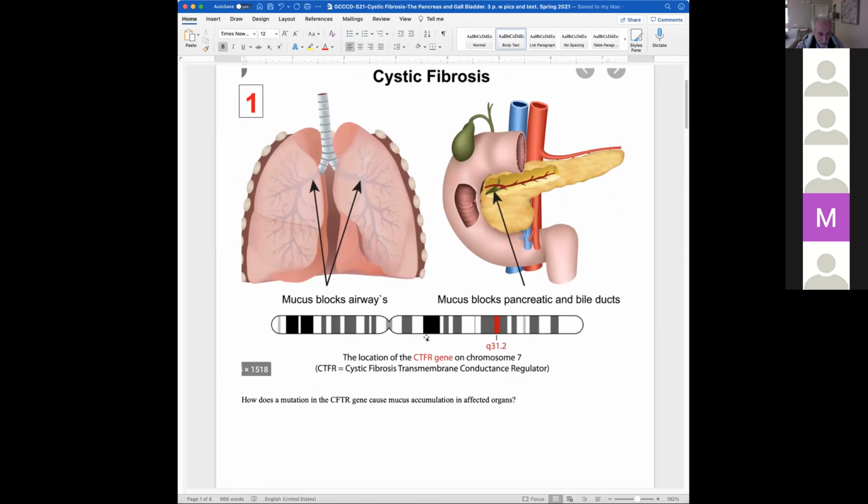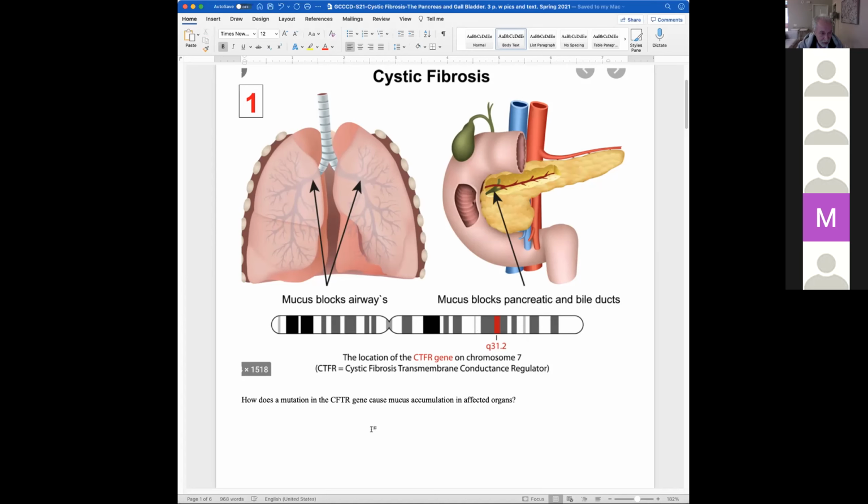And just to remind you, the gene responsible for all this, the CFTR gene, is on chromosome 7. It's on the long arm in region 3, band 1, subband 0.2. That's what the code stands for.